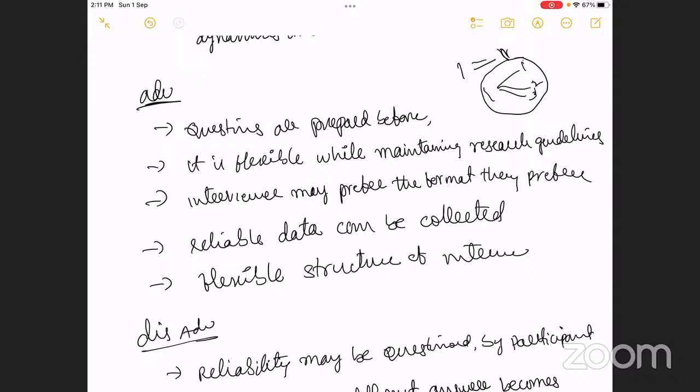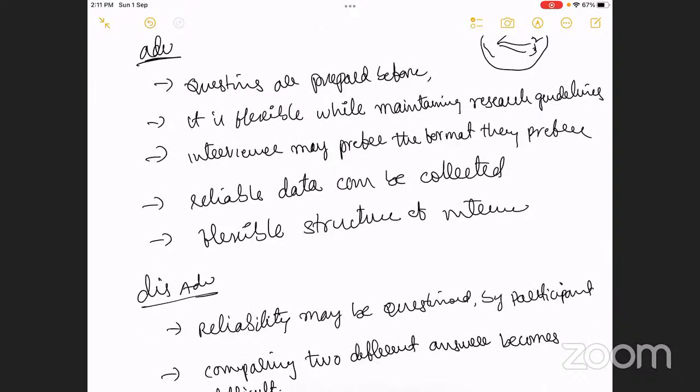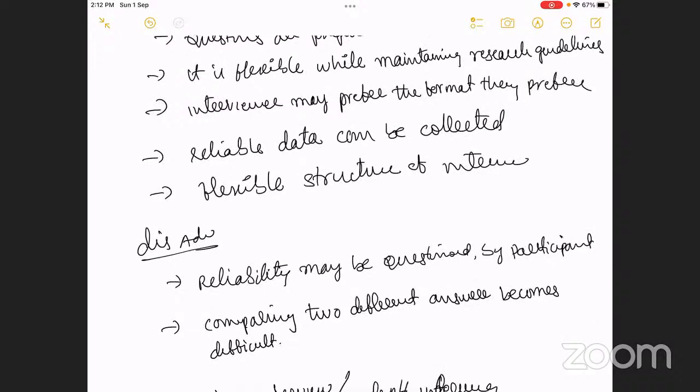Okay. So the interviewer may prefer a format, whatever format they prefer, they can choose. Okay. Then reliable data, because you are asking. Sometimes there are disadvantages also. So what is reliable data? We can explain later in the disadvantage part. Then the flexible structure of the interview. Flexible means you can alter the order of questions, because you have predefined questions as well as unstructured questions. So there is a chance to alter your questions. So what are the disadvantages with the unstructured one?